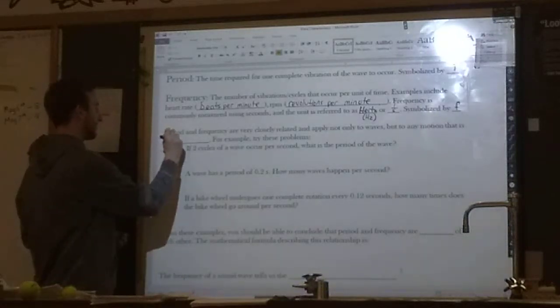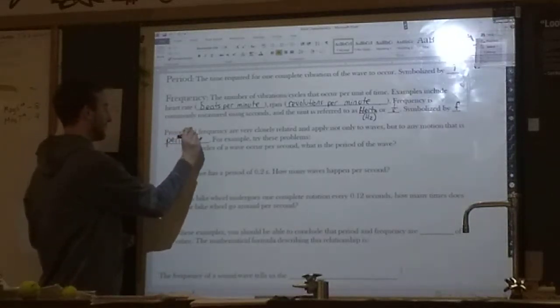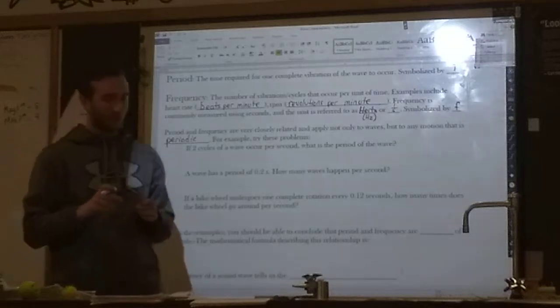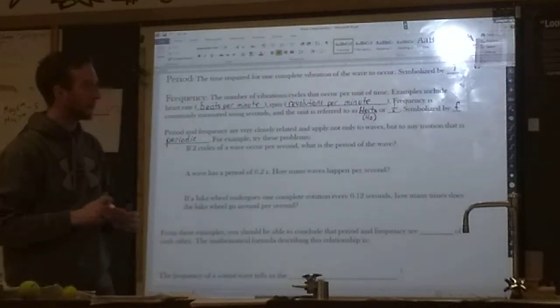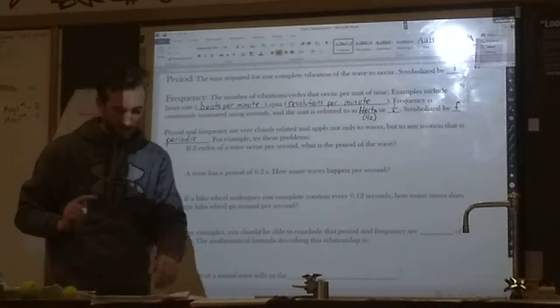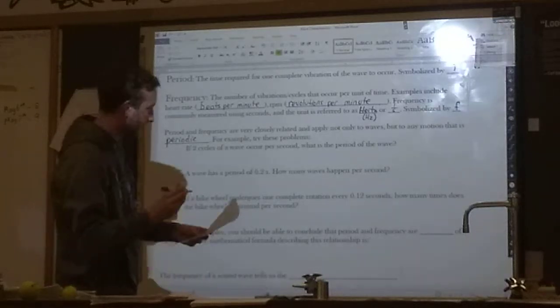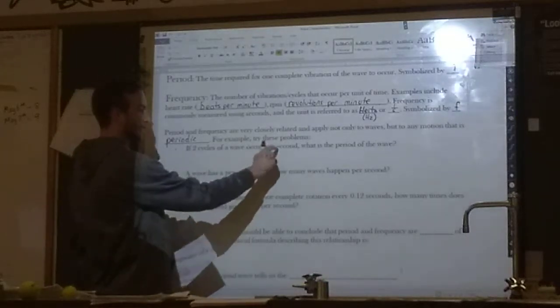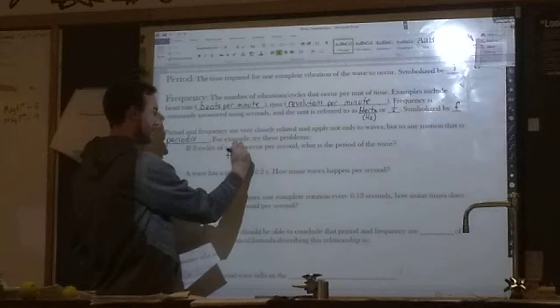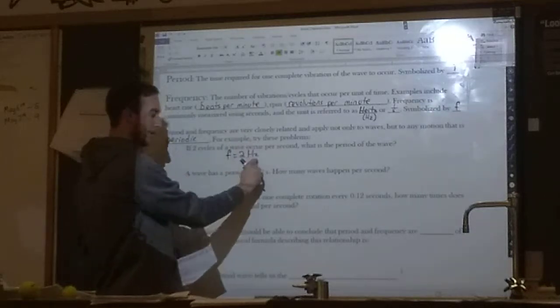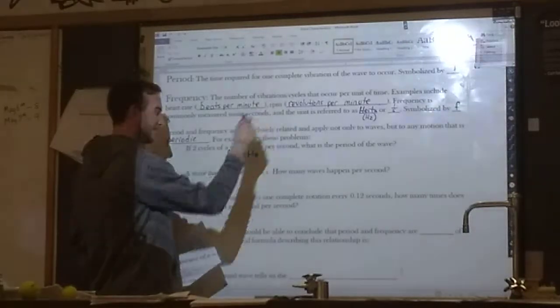Some examples. I'm going to use wave examples here. Let's say there are 2 cycles of a wave happening per second. Okay? 2 cycles per second. That is the frequency. The frequency right there is 2 hertz, Hz. That is the unit for it.